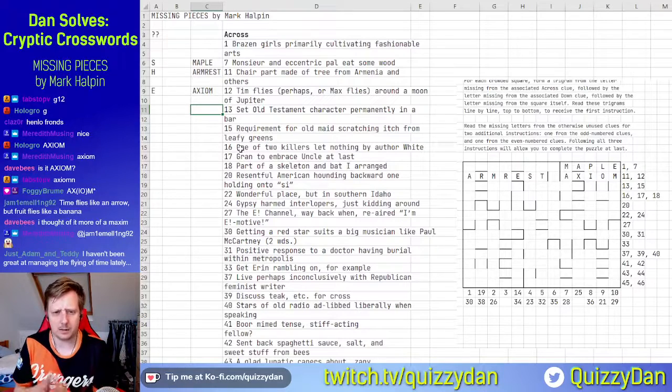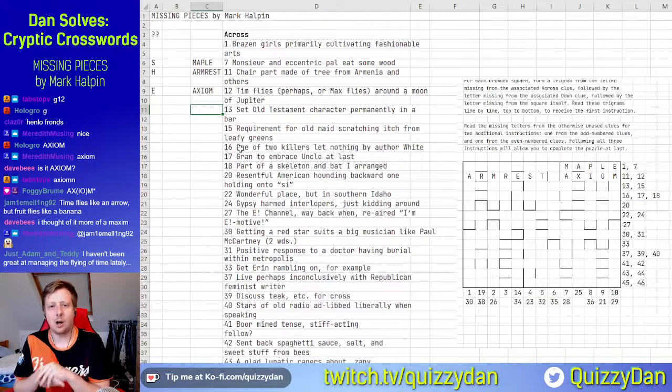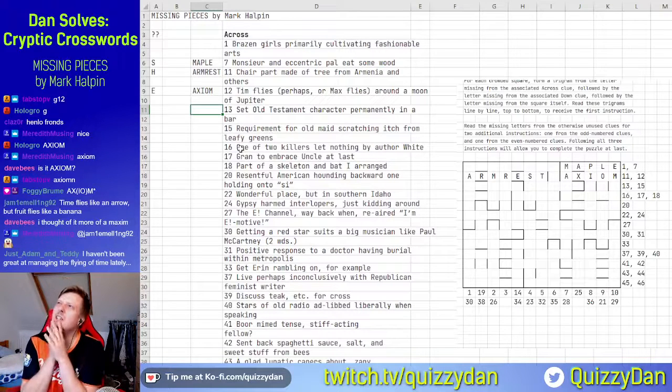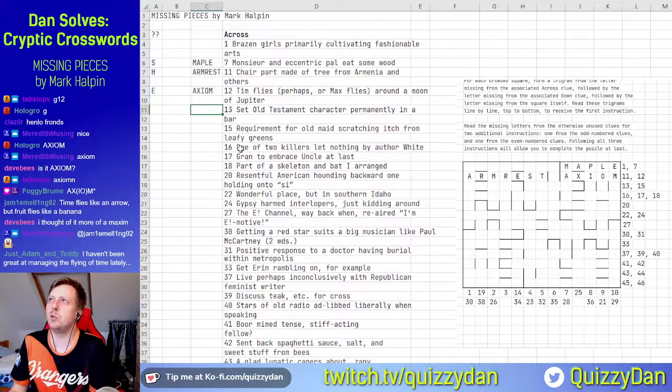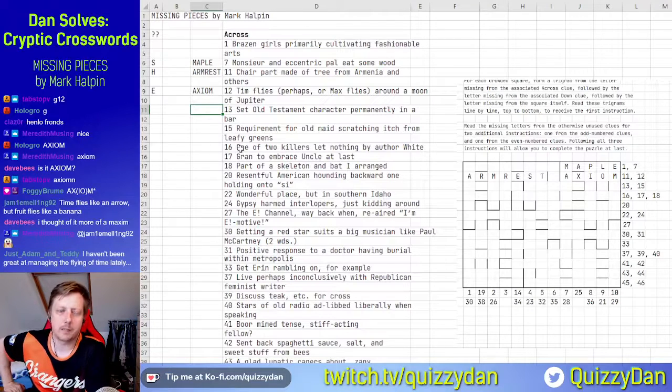Each clue has a letter missing. Set Old Testament character permanently in a bar. I mean, Seth. Isn't Seth an old... Or am I thinking of... Oh, I got this. This came up on a Puzzle Boat stream last Tuesday about one of the children of Noah, the eldest child of Noah. And I couldn't remember who it was then. I thought it was Seth, and I think it's not. It's Hathel. Ham or something. And I didn't know then.